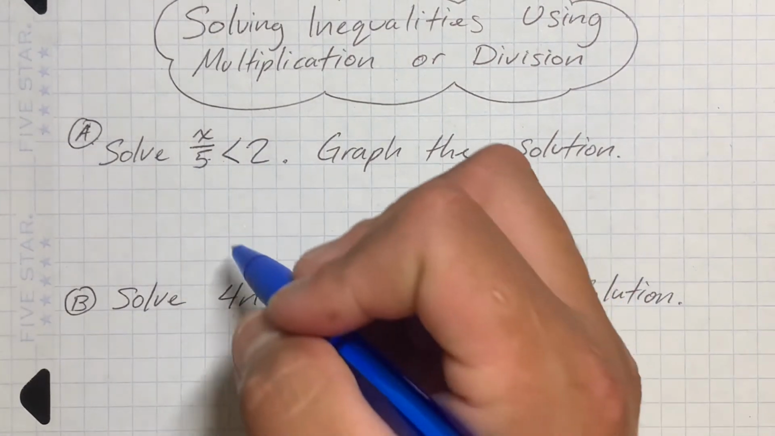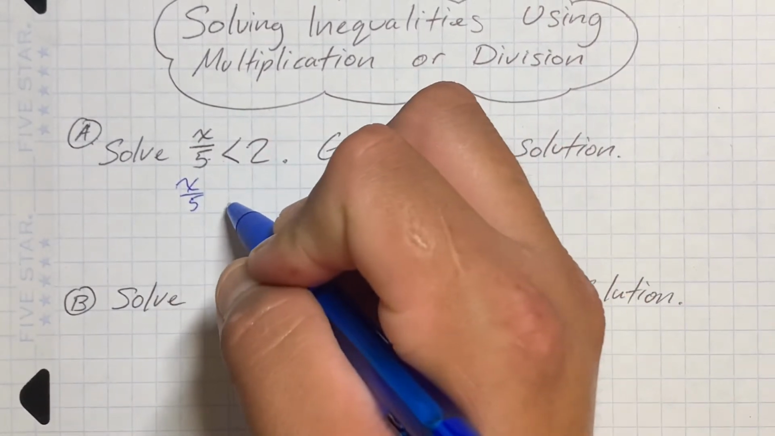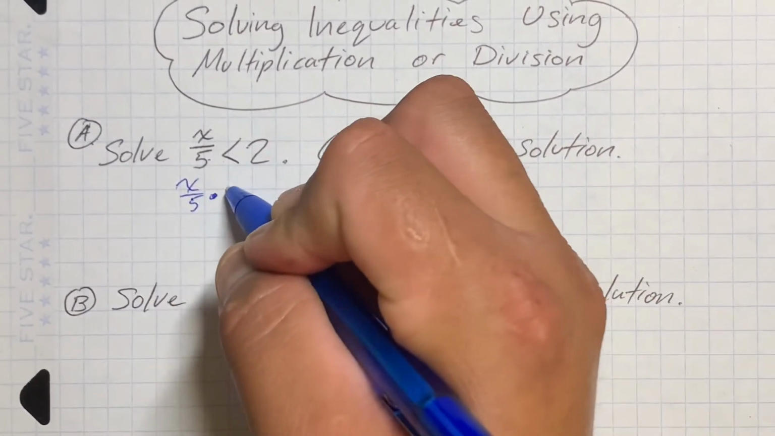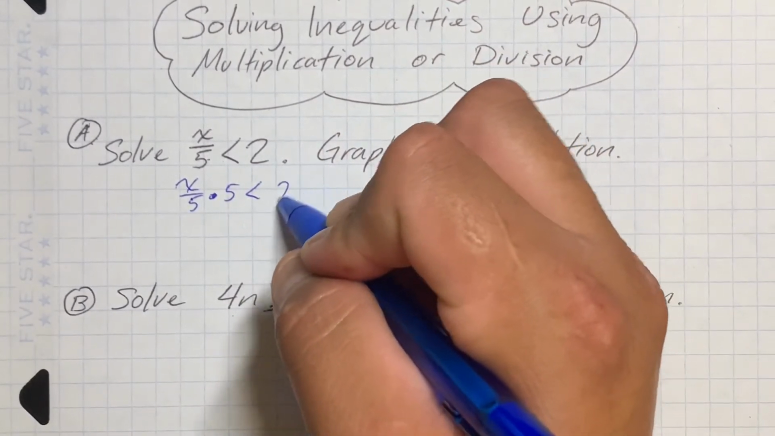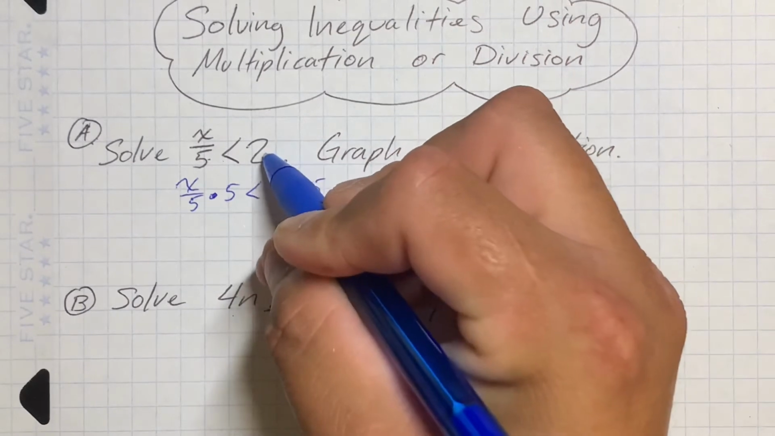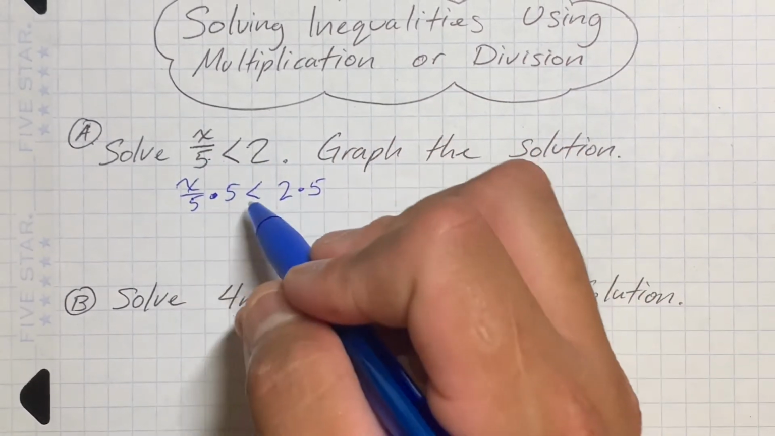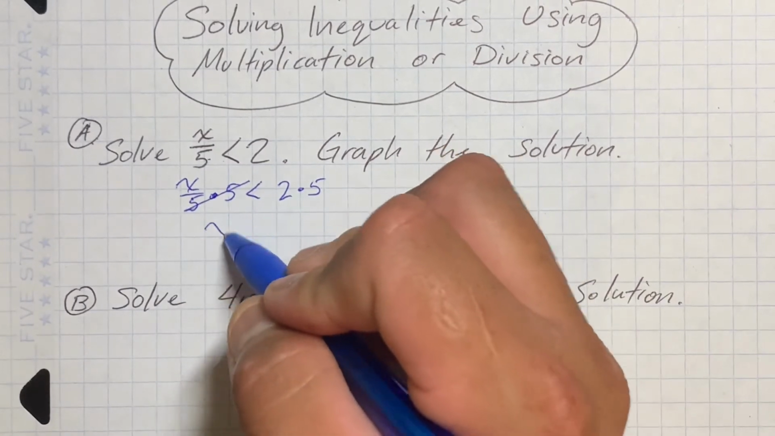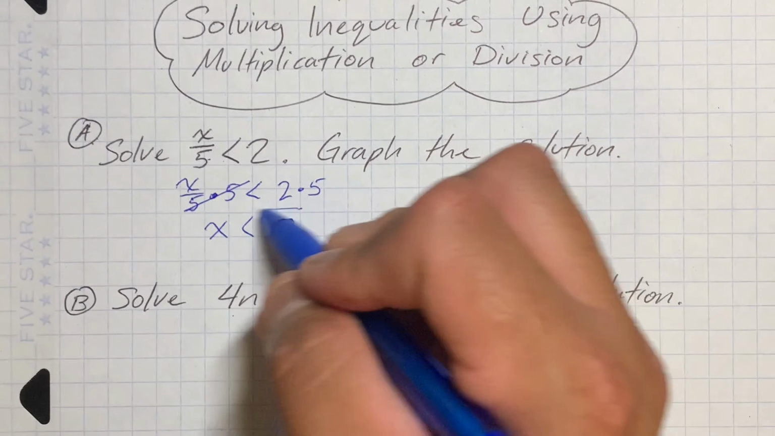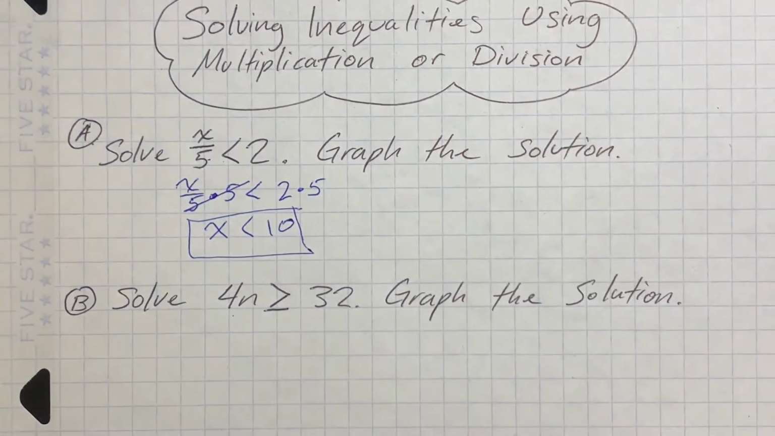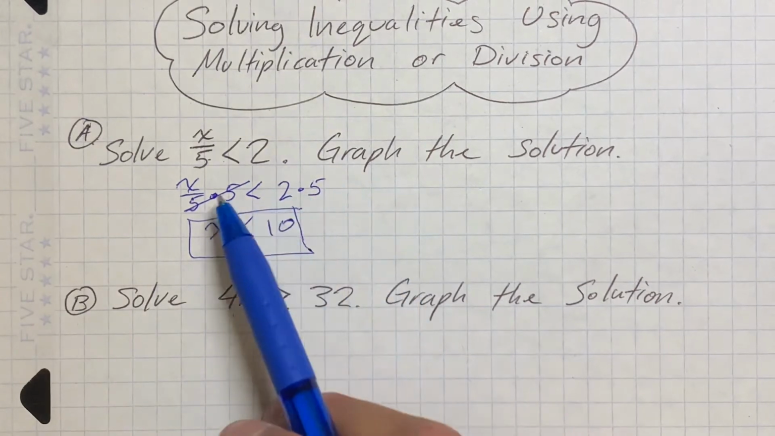So we have x over 5. We're going to multiply by 5 on each side of the inequality. 2 times 5, because your denominator is 5. Now these two cancel out. X is by itself. 2 times 5 equals 10. So there's our simplified inequality, x is less than 10, using the multiplication property of inequality to solve.